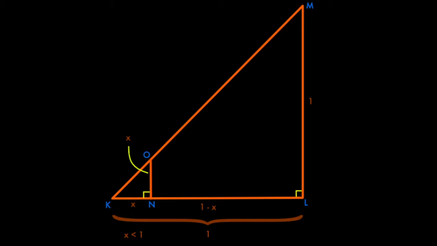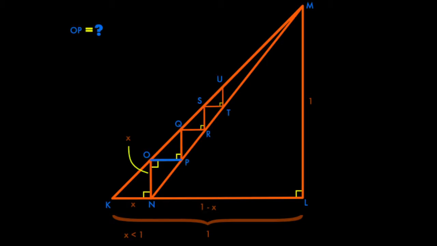of this triangle. So here's the other slope for the cobweb diagram. So we have KN, NO, OP, PQ, QR, RS, ST, TU, and of course all the way up on to infinity. We already know what KN is, it's x, and we already know what NO is, it's x. So what is OP? Just like in part 1 of the cobweb diagram videos, we can look for similar triangles.